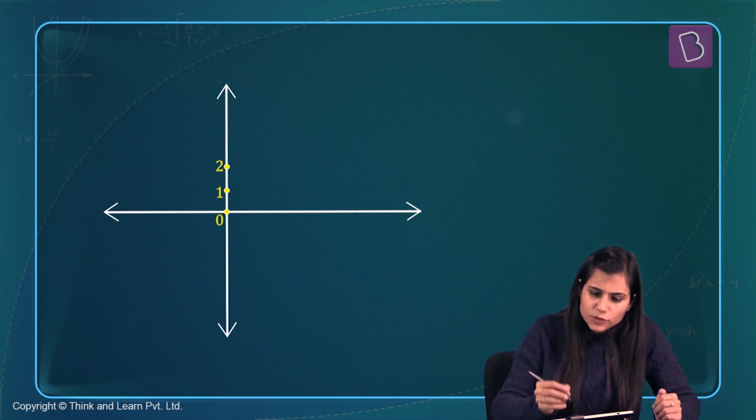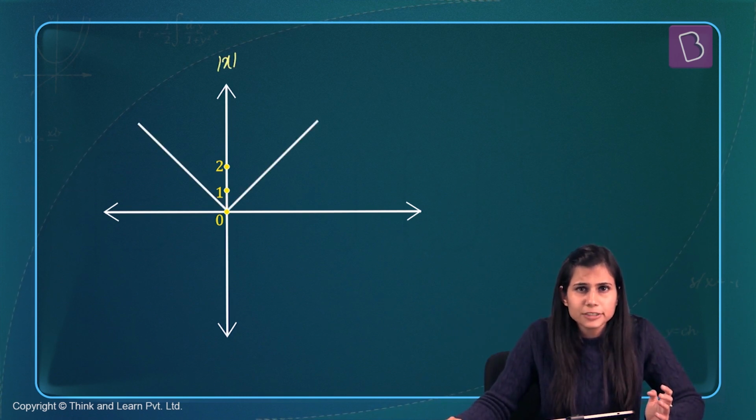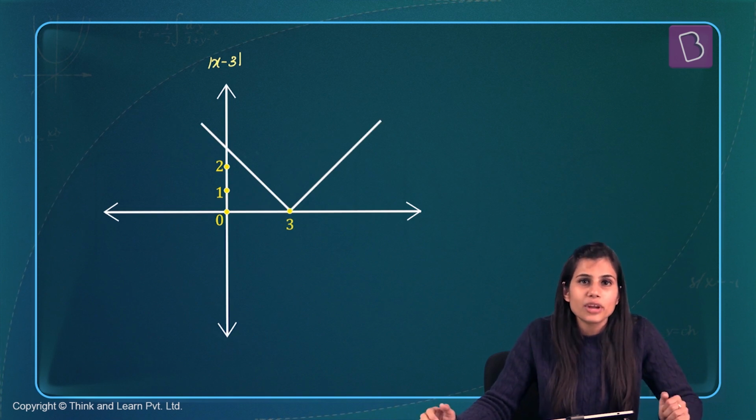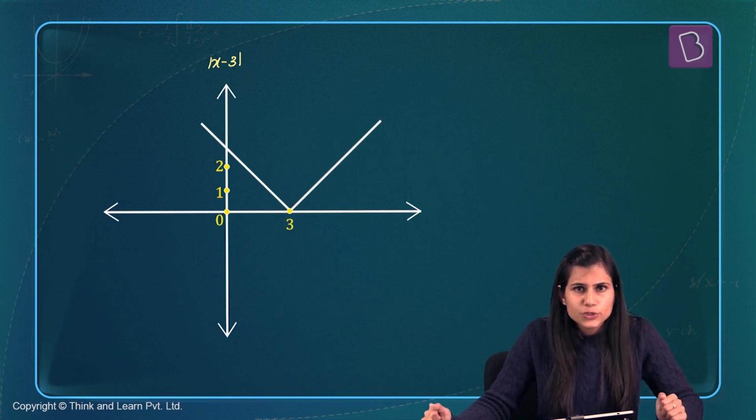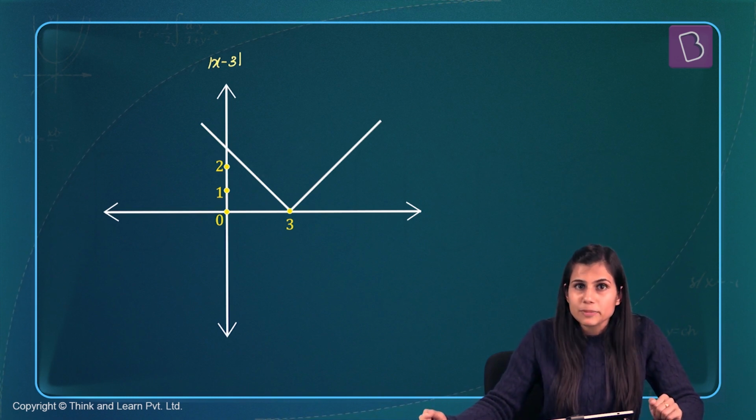So let's start. First of all, mod x function you plot. You all know the very graph of mod x, right? This is how it looks like. Now, if I want mod of x minus 3, I'll just shift this graph to the right by 3 units. So you see that at 0 now it is giving the value 3. This is the graph of mod of x minus 3.